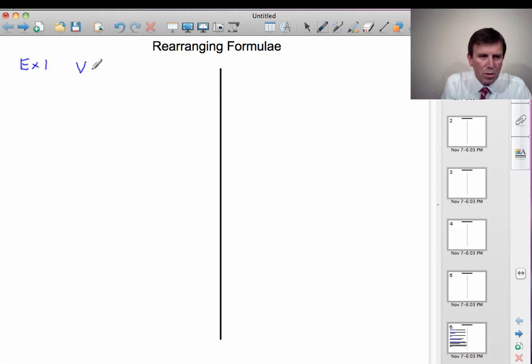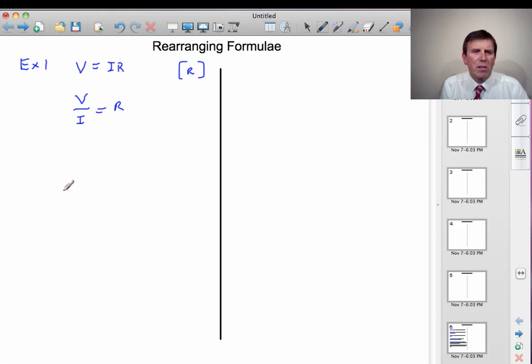V equals IR. Right, this is a formula to do with electricity: voltage, current, resistance. Let's suppose we want to change it round to make R the subject. Well, this is as easy as it gets, because all we've got to do is divide that equation through by the I, and that will isolate the R. So V divided by I is equal to R.